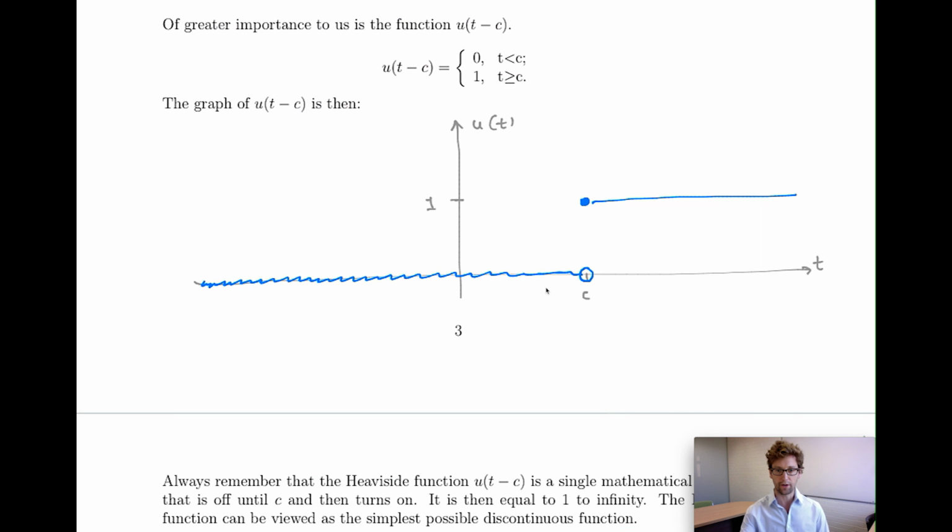Now one little note here, notice that I did not draw a vertical line. You might be tempted to do that when you're sketching these functions to make it a little bit more like a step function. But remember, a vertical line would mean that this function is defined to have all values between 0 and 1 at the point t is equal to c. That's not a well-defined function. Our function can only have a single value for every value of t. And by having this closed circle, open circle notation, I've guaranteed that this function is well defined at the point t is equal to c.